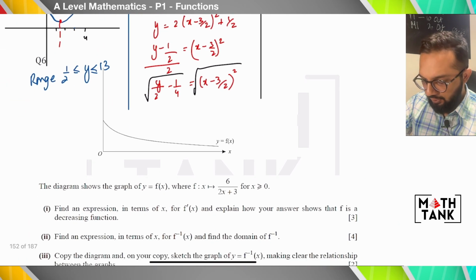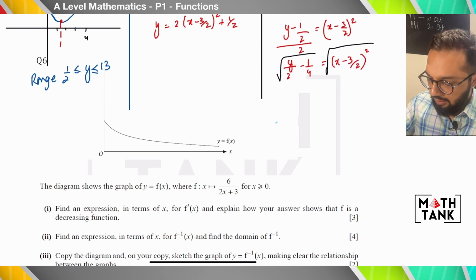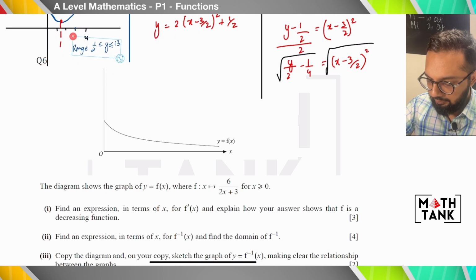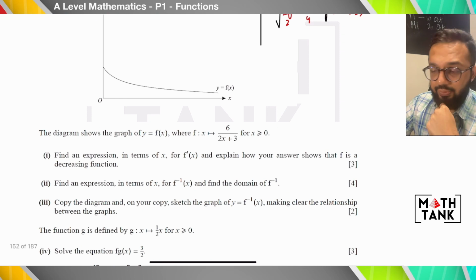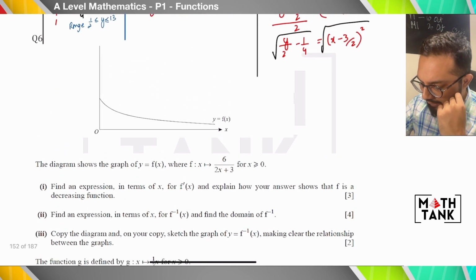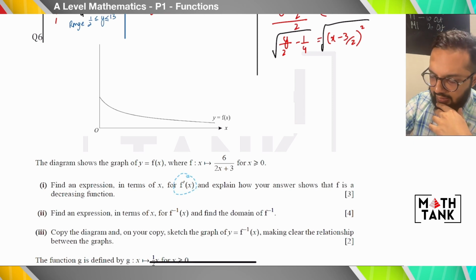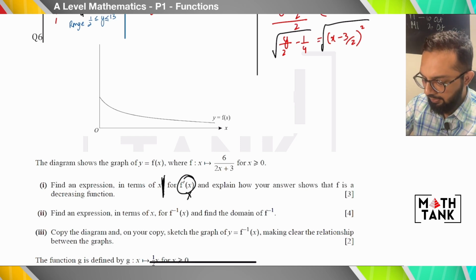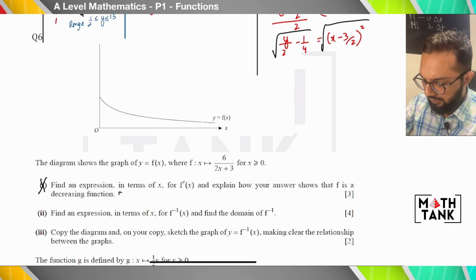Although I've worked on the graph, let's move this to the side a little so that you're not confused as to what's going on. Okay, this diagram shows the graph of this, where f of x equals this for x greater than or equal to 0. You should understand that this is a rational function. It's going to go to infinity at some point, so the asymptote is there. Find an expression in terms of x for f inverse of x and explain how your answer shows that f inverse of x is a decreasing function. Now this is differentiation, and I'm going to skip this part. I'm just going to leave that part out. It says this is a differentiation question.